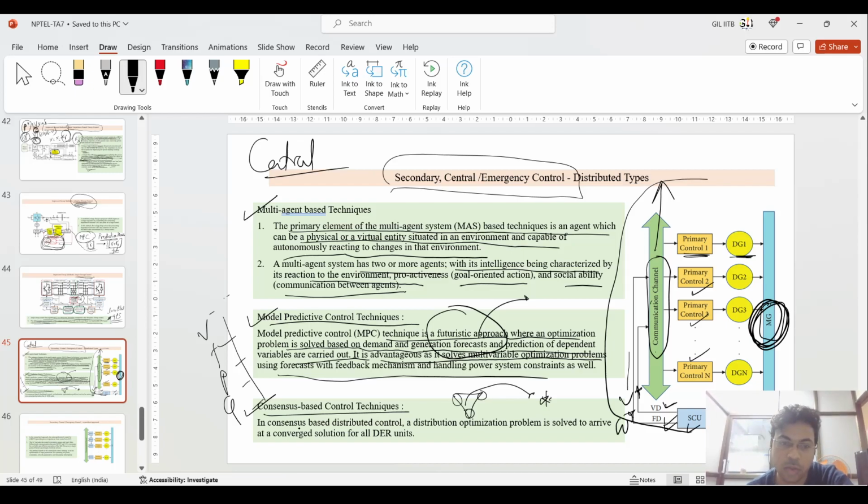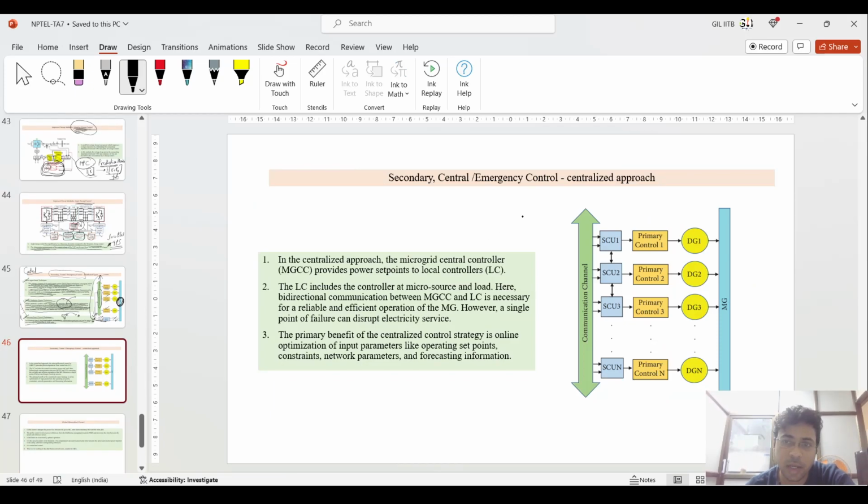Through consensus-based distributed control, a distribution optimization problem is solved to arrive at an optimal point, and that solution is conveyed to all DER units. The second thing is centralized control.